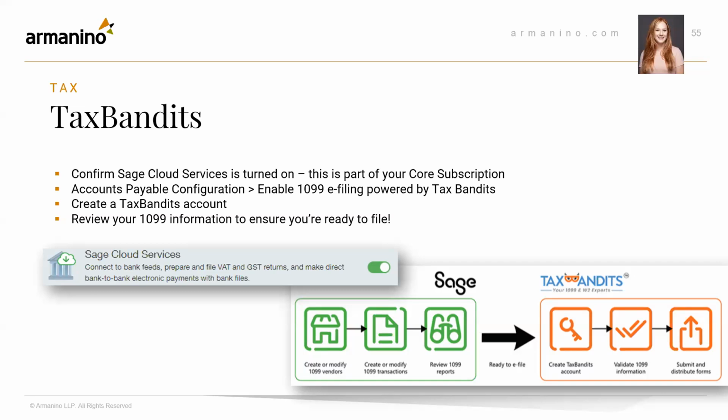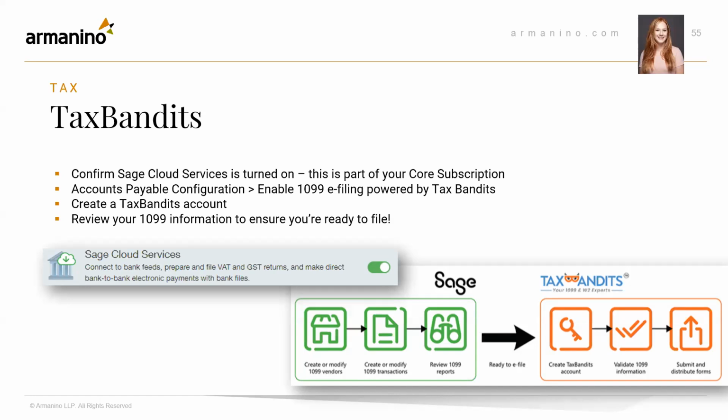And then once you have Sage Cloud Services turned on in your accounts payable configuration, you will need to enable 1099 e-filing by Tax Bandit. Both of these items are going to require admin access in your environment. So if you don't have that access, maybe start those conversations with the admin for your environment.